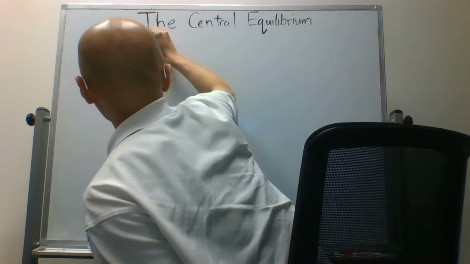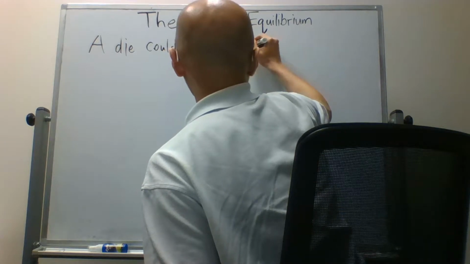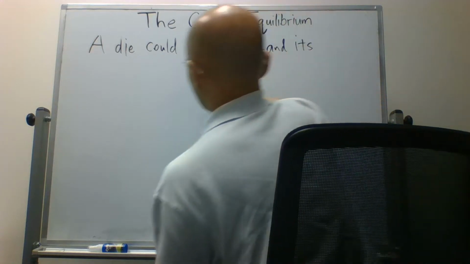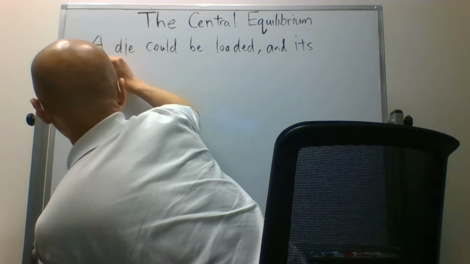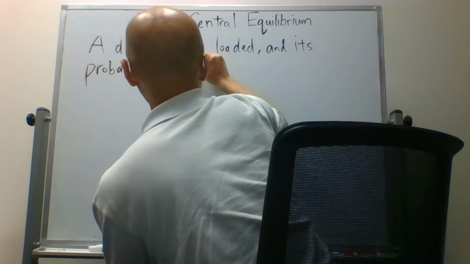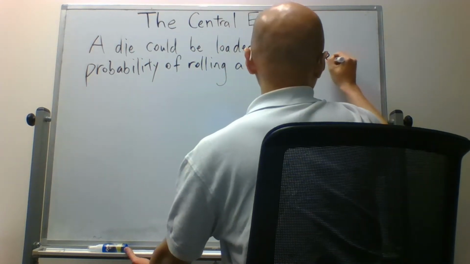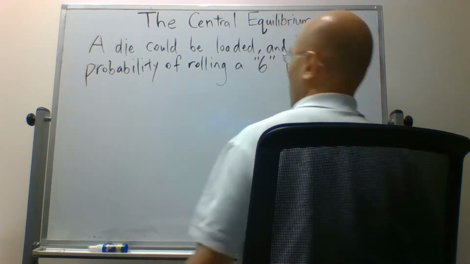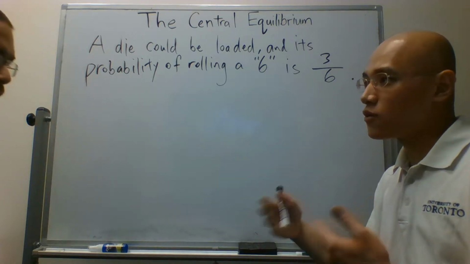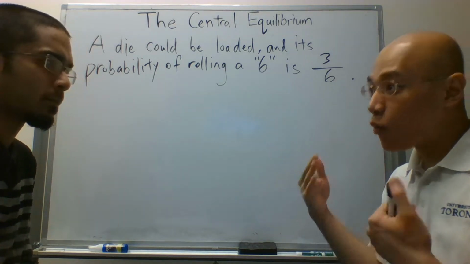So a die could be loaded, and its probability of rolling a 6 is 3/6. In contrast, if we have a fair die, then the probability of rolling a 6 or any of the other results is 1/6.